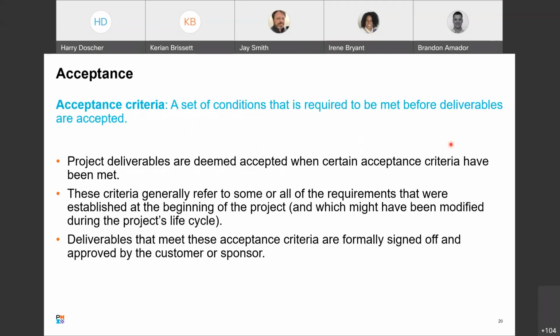Now, acceptance. We're talking about acceptance criteria here. A set of conditions that is required to be met before deliverables are accepted. Now, acceptance criteria, at least in an agile sense, are developed by.